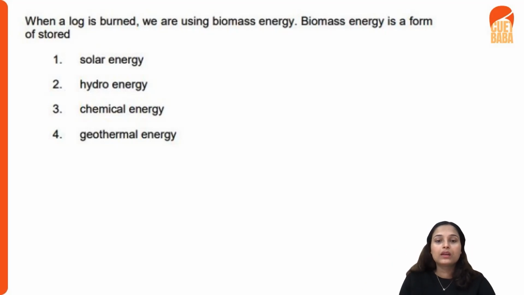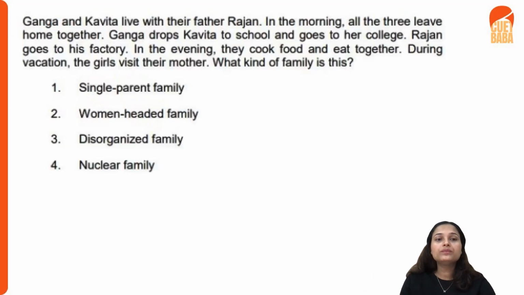All right. Coming towards the next question. In this question, Ganga and Kavita live with their father Rajan. In the morning, all three leave home together. Ganga drops Kavita to school and goes to her college. Rajan goes to his factory. In the evening, they cook food and eat together. During the vacation, the girls visit their mother. What kind of family is this?